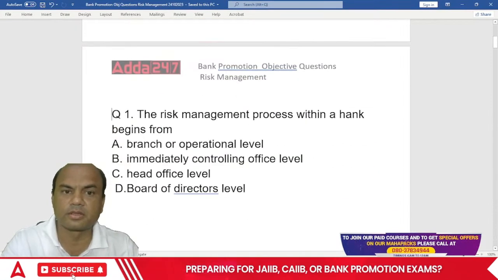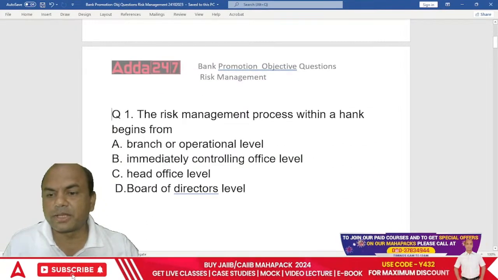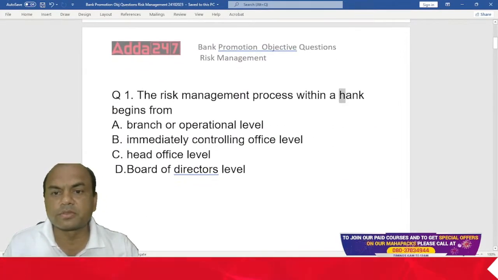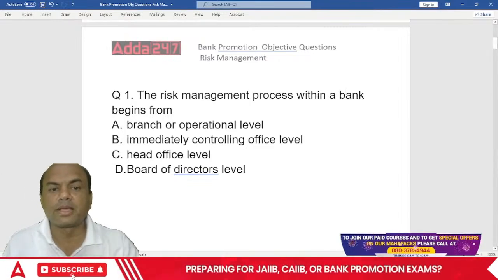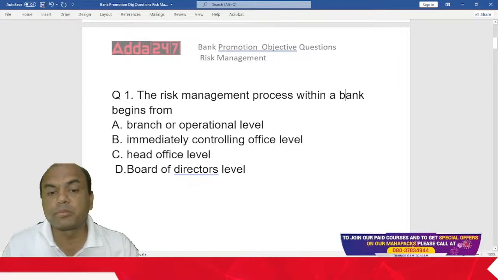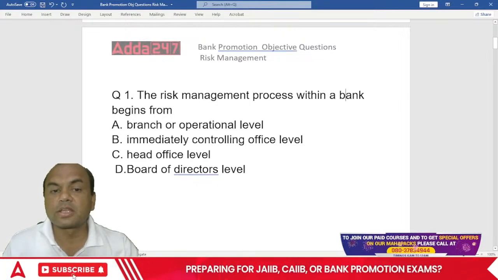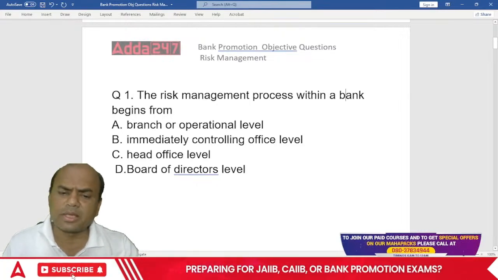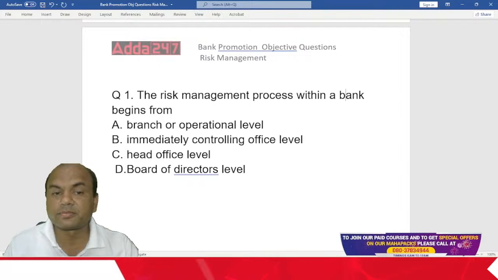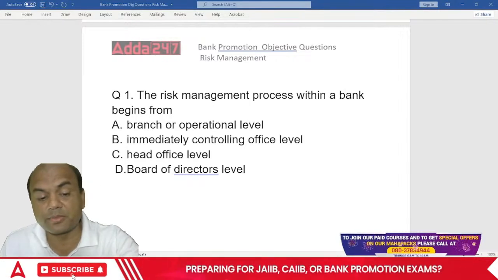First one. The risk management process in the bank begins from: branch or operational level, controlling office level, head office level, or board of directors level. So the risk management process in any bank starts from where? Let me see the answers from your side.